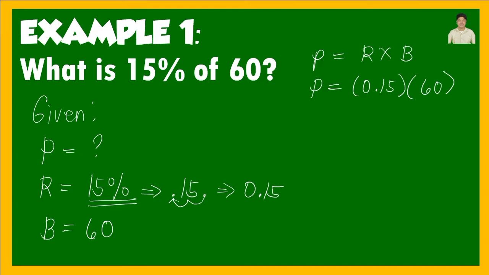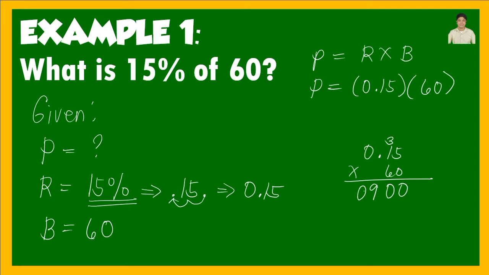So, pakita natin kung paano minumultiply. 0.15 times 60. 0 times 5... 5 times 6, that is 30. So, we'll write 0. Then carry 3. 1 times 6, that is 6, plus 3, 9. And then, 6 times 0, that is 0.